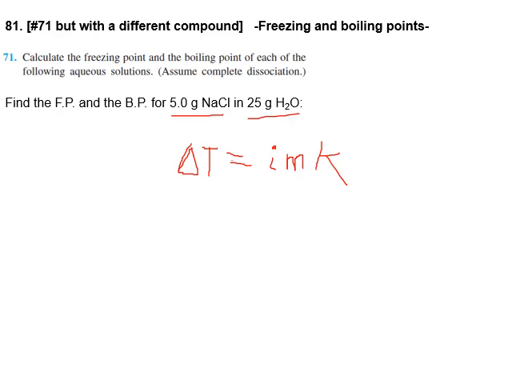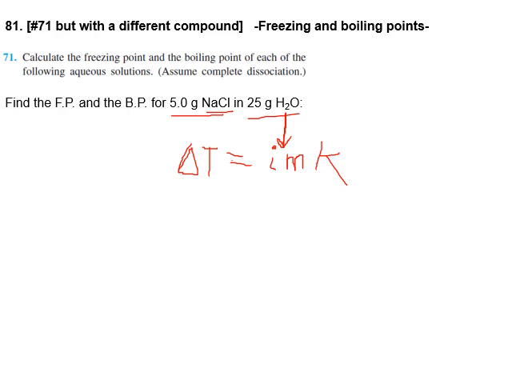Okay, so there we go. So it will be, you should have come up with 2, right? So i should be 2 for NaCl. NaCl is a soluble salt, so if you put it in water, it breaks up into Na+ and Cl-. So that's a total of 2 particles. So the i will be 2.